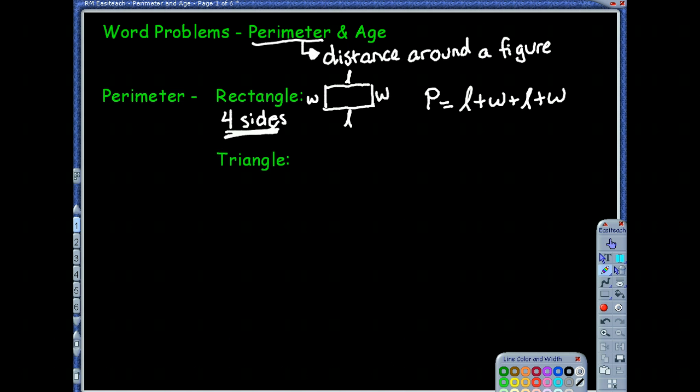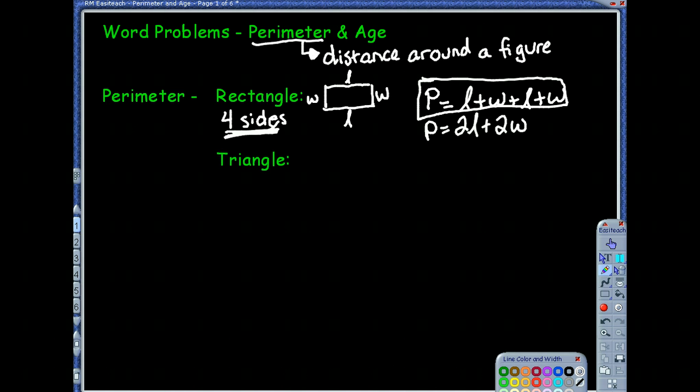So when I'm finding my perimeter, I want to take the length plus the width plus another length plus another width, or 2 lengths plus 2 widths. I usually focus on this idea of length plus width, or length plus width plus length plus width, just to make sure that we know that we've got all 4 sides accounted for.